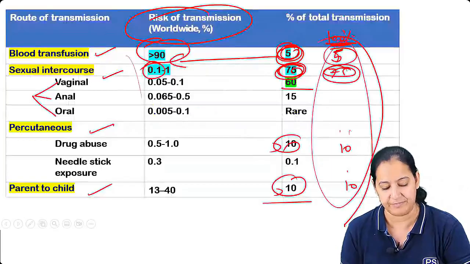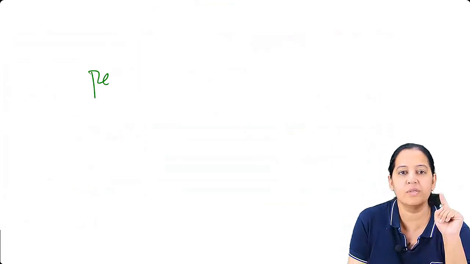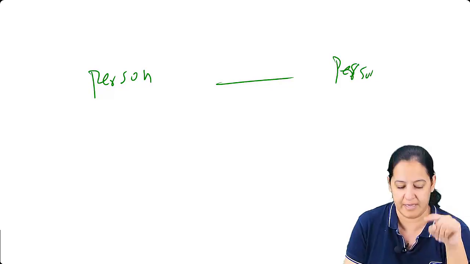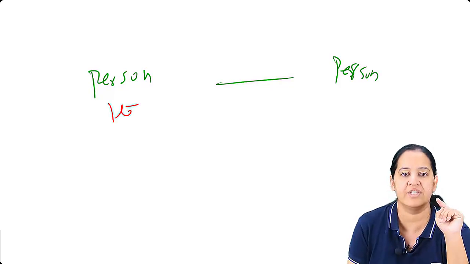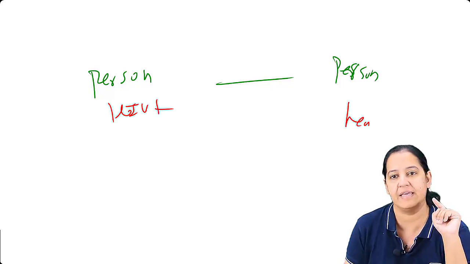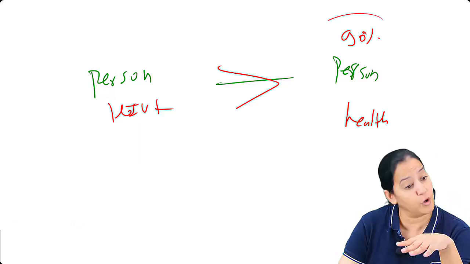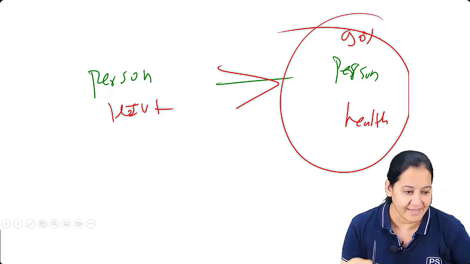But imagine there is a person who is HIV positive, and another person who is HIV negative, I mean who is healthy. He is HIV positive and he is healthy, and blood is given from this one to this one. 90% chance this one will definitely get HIV. That is the risk of transmission.